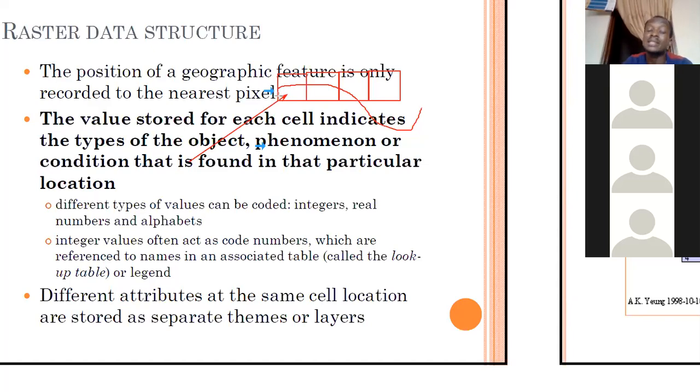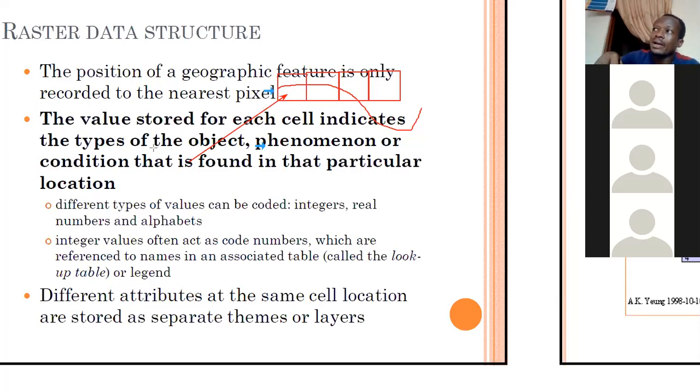Anytime you're taking a picture, it's divided up into square grids. Now the position of the geographic feature is only recorded to the nearest pixel. We've talked about that. The value stored for each cell indicates the type of object. So if my cheek is fairer than my nose, then it should record a lighter value on my cheek and a darker value on my nose. That is what's going to happen.